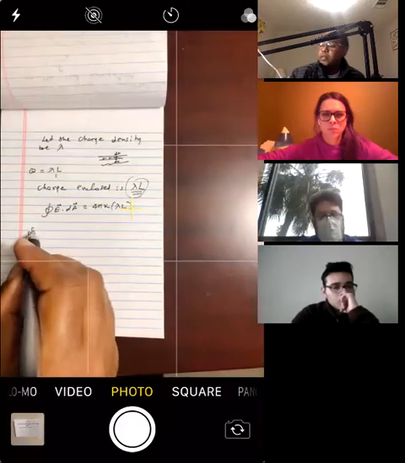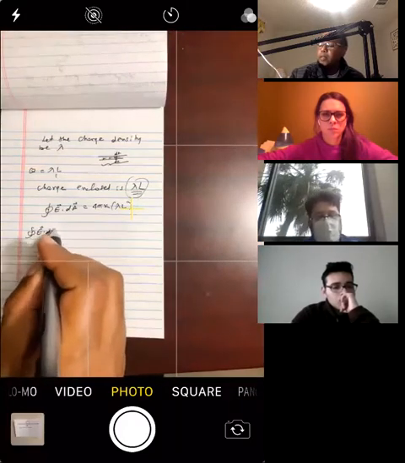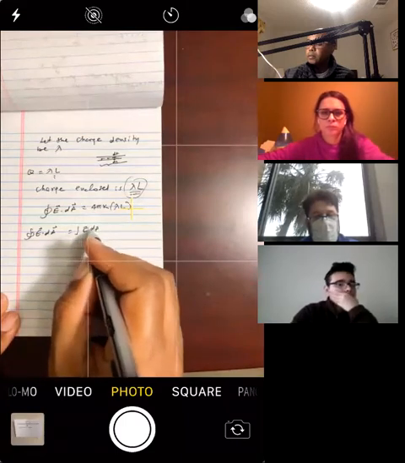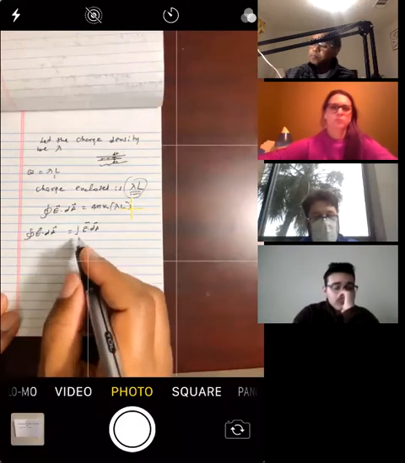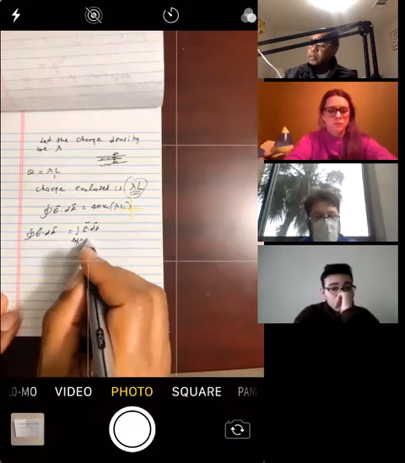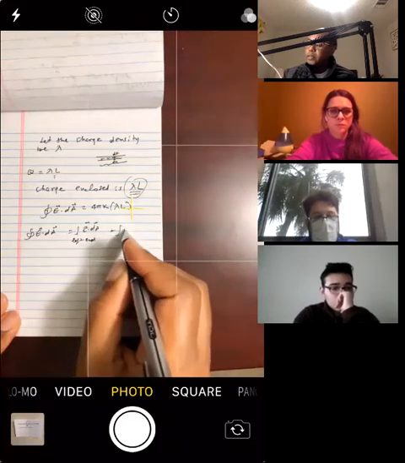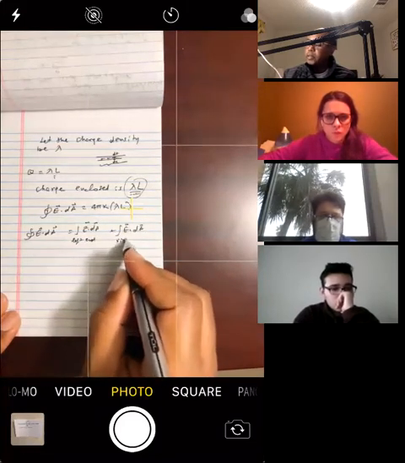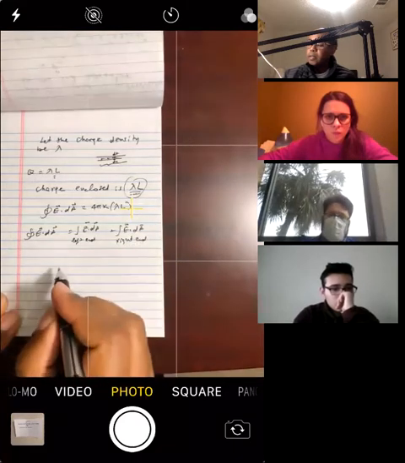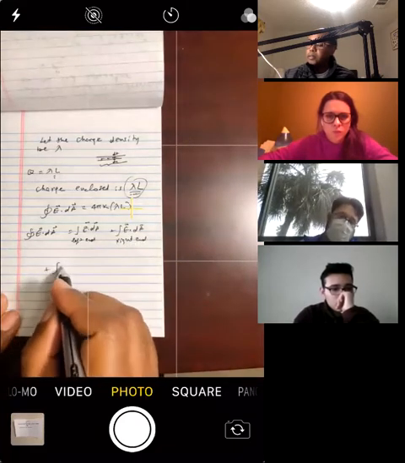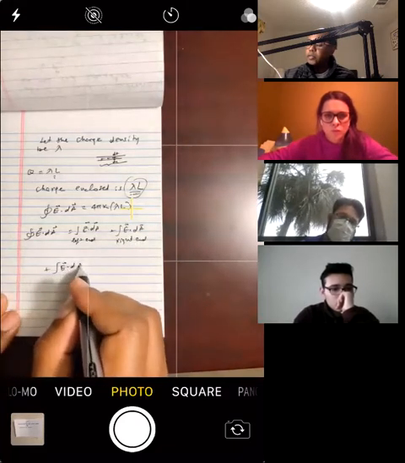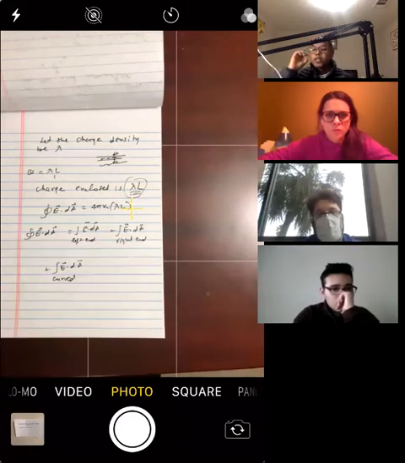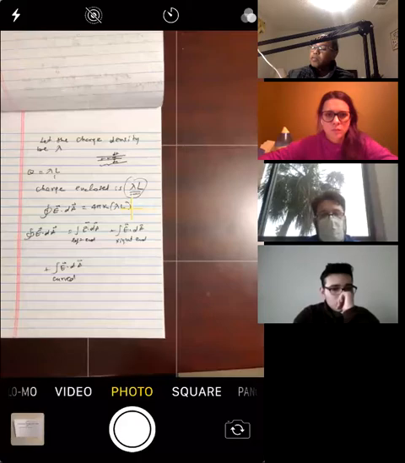I'm going to say this integral of E dot dA equals the integral of E dot dA on the left end, plus the integral of E dot dA on the right end, and then plus this on the curved surface. So that gives me the total surface area.